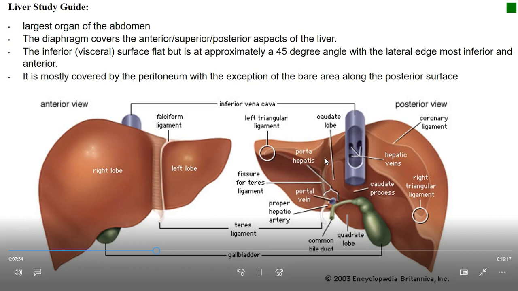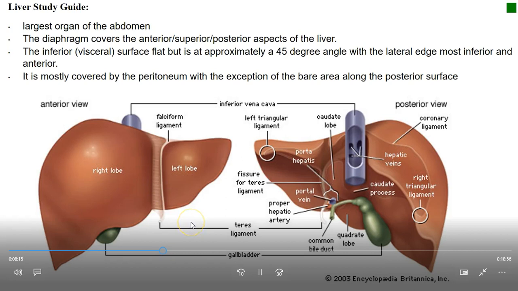And then you see the fissure for the teres ligament, and then the round ligament. The round ligament is just a cord-like structure that hangs off the bottom here. It's an extension of the teres ligament. And so you have, once again, the left and the right anatomical lobes.